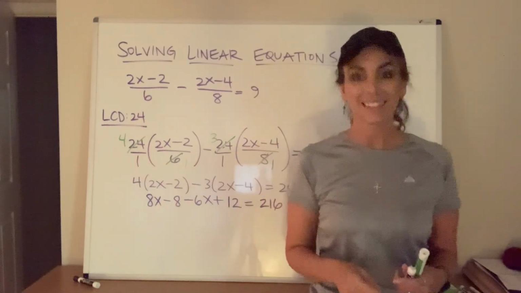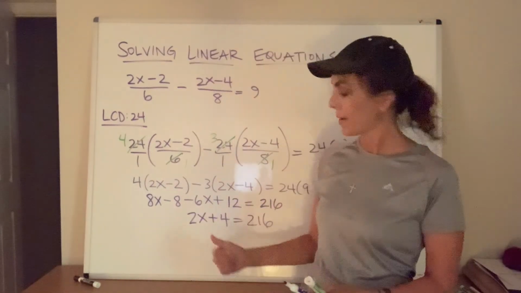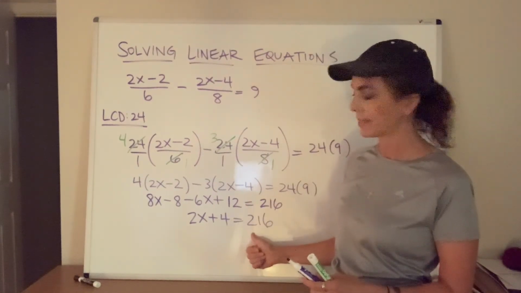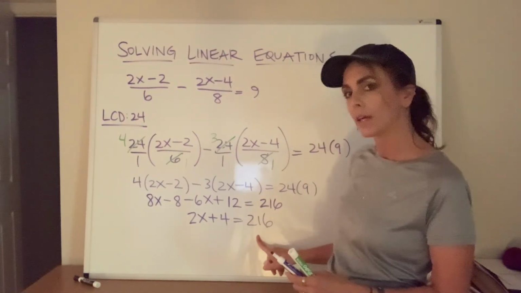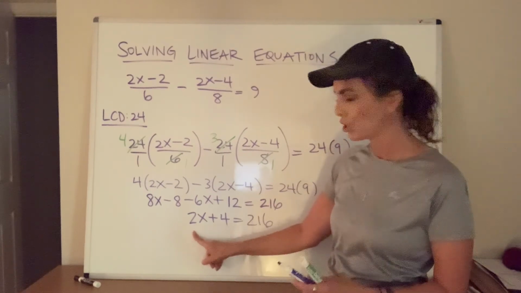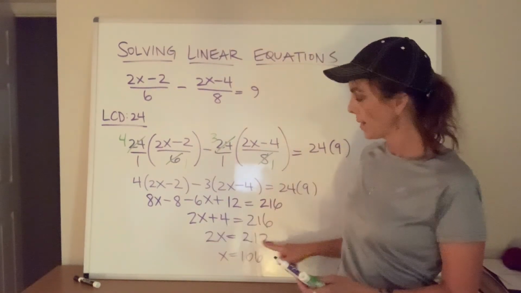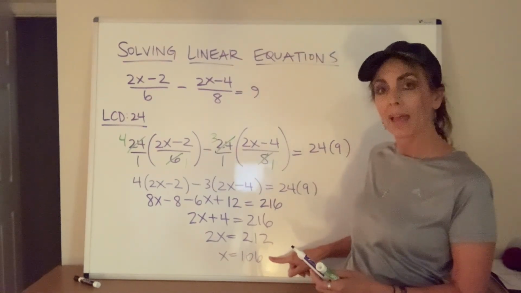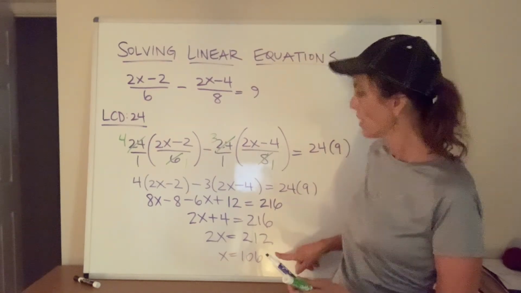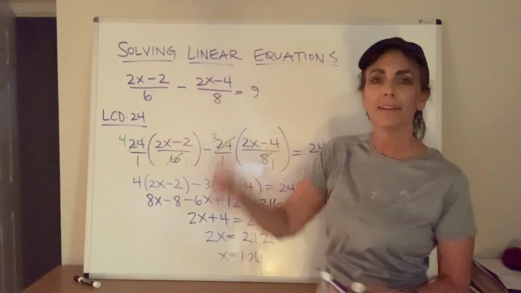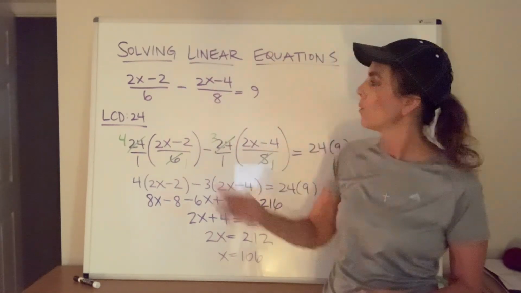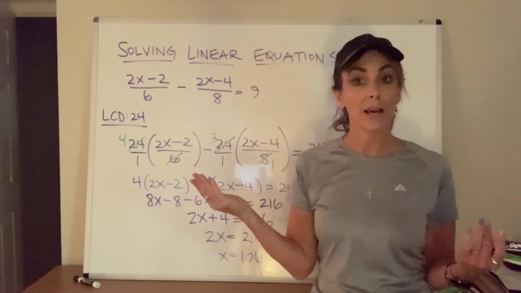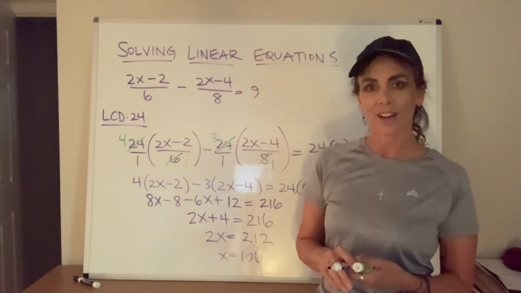Pause that video and see how you do. All right, here we go. 2x plus 4 is equal to 216. Subtract this 4 to the other side and then divide out the 2. So we would end up with 2x equals 212, and when we divide out the 2, we would end up with x is equal to 106. Actually, when I substitute that in here and here, I end up exactly with 9 is equal to 9. Voila! Math magic at its finest.